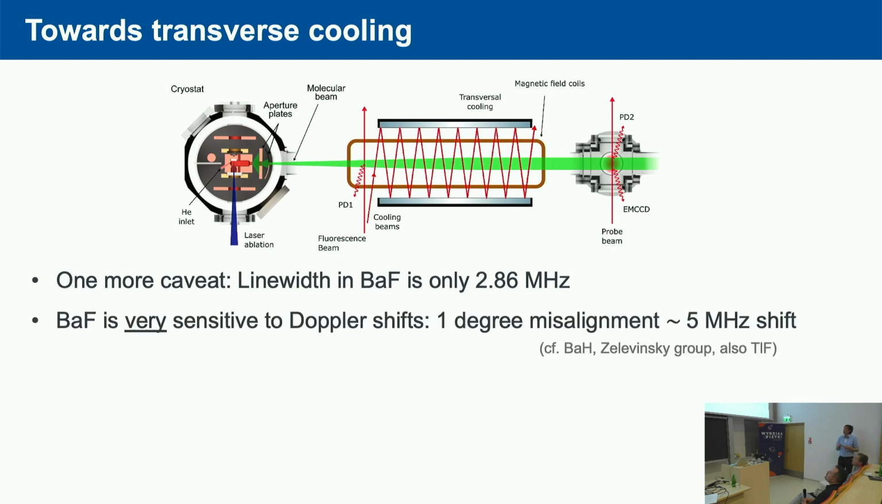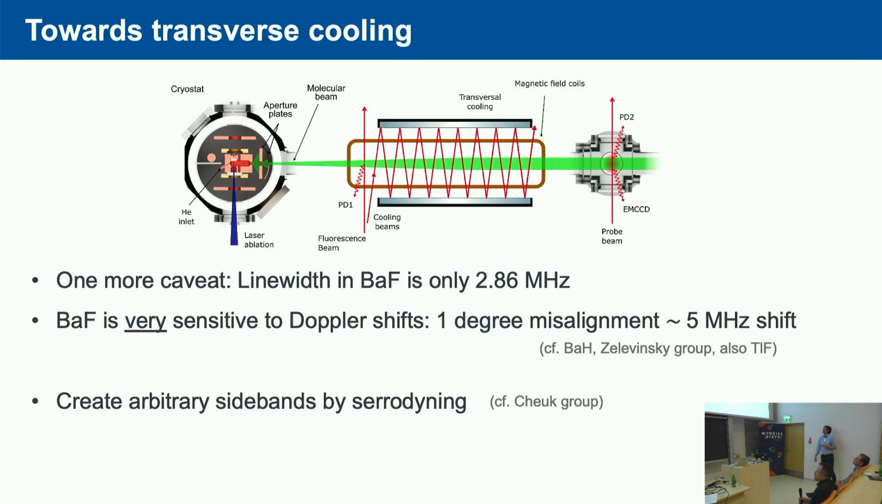And on top of this, because it's so narrow, you have to very precisely align your molecular beam, because already 1 degree misalignment, and the people working on molecular beams will know you can easily get 1 degree off, means you already have 2 linewidths Doppler shift. So then your forces are gone again. But yeah, we managed to set this up.